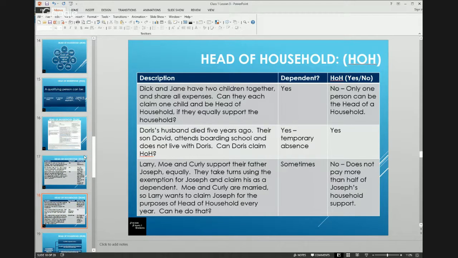widower. Larry, Mo, and Curly support their father, Joe, equally. They each take turns using the exemption for Joseph and claim him as a dependent. Mo and Curly are married, so Larry wants to claim Joseph for the purposes of head of household every year. Can he do that? And does he have a dependent? Sometimes, every 3rd year, he would have a dependent. And can he claim head of household? No, because he does not pay more than half of Joseph's household support.